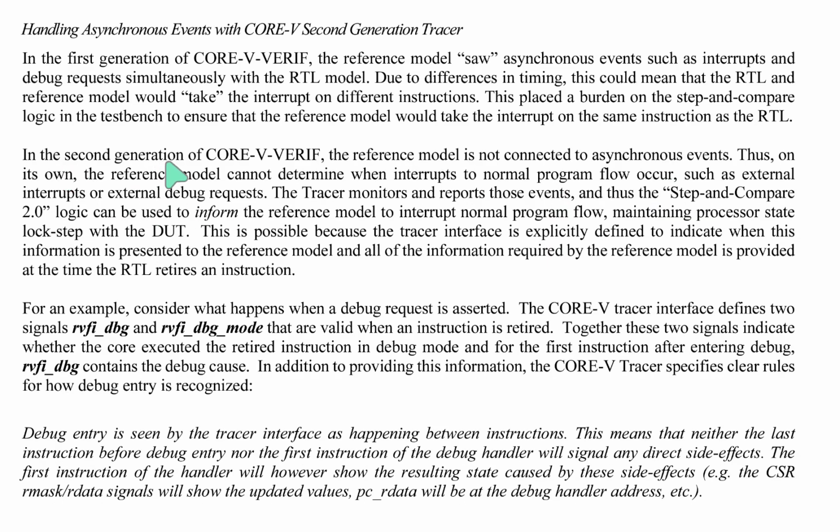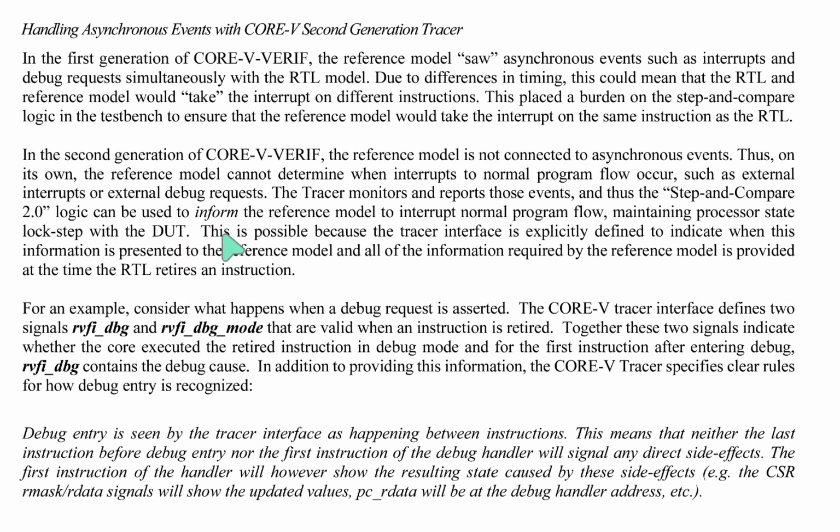In the second generation of the CORE-V-VERIF, the reference model is connected to a synchronous event. Thus, on its own, the reference model cannot determine when interruptions to normal program flow occur, such as external interrupts and external debug requests. So the tracer monitors and reports those events, and thus the step and compare 2.0 logic can be used to inform the reference model to interrupt normal program flow, to maintain the processor state in lockstep with the DUT.